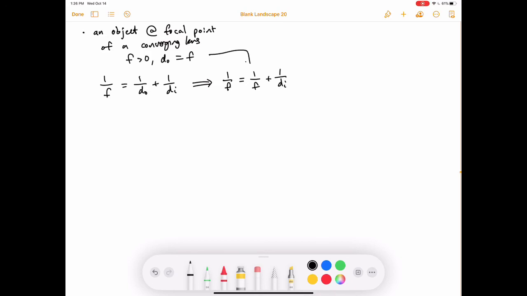Okay, so we put DO equal to the focal length, which means these two terms cancel, and then we have 1 over DI is equal to 0. Okay, so let's really think carefully about this. If 1 over DI is equal to 0, that means DI can be, of course, infinity, but also minus infinity works too. Plus or minus infinity is really the answer here.